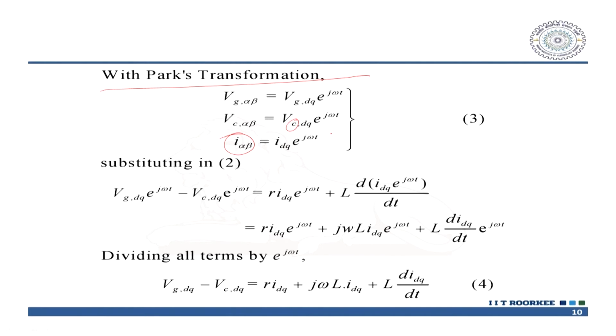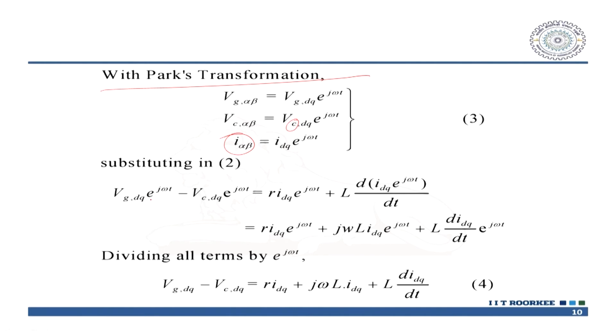Then we go for the Park's transformation and convert into the dq frame of reference. Then Vg alpha beta equals Vg dq e to the power j omega t, and Vc alpha beta equals the compensated or converter's voltage in the dq frame, Vc dq e to the power j omega t, and the current in alpha beta can be transformed to dq by I dq e to the power j omega t. So, substituting these in equation 2, you essentially get the equation in the dq frame.